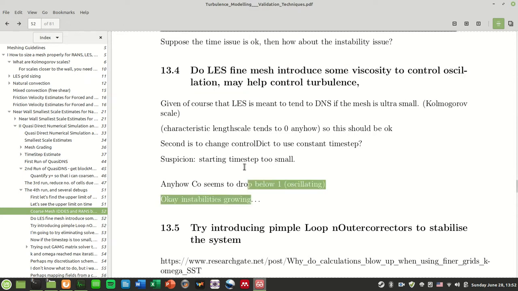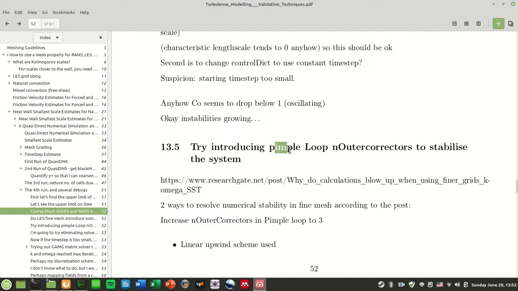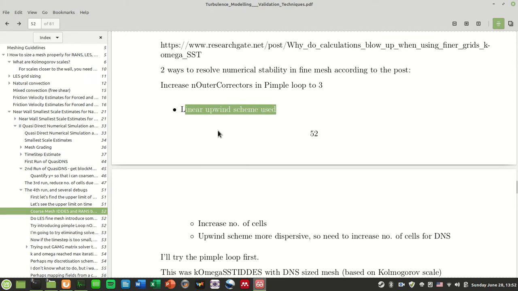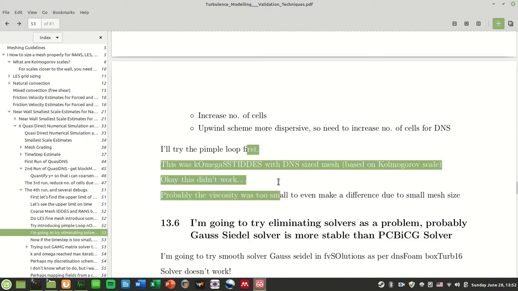So I tried a bunch of other things. For example, increasing the number of outer correctors in the PIMPLE loop to stabilize the system, and even using a linear upwind scheme. This scheme is not a central difference scheme, and I talked about how the central difference scheme is a little bit more unstable than our upwind scheme. The upwind scheme is more diffusive, so it will not be as accurate, but it may be better for numerical stability. Now again, this failed. It failed pretty miserably.